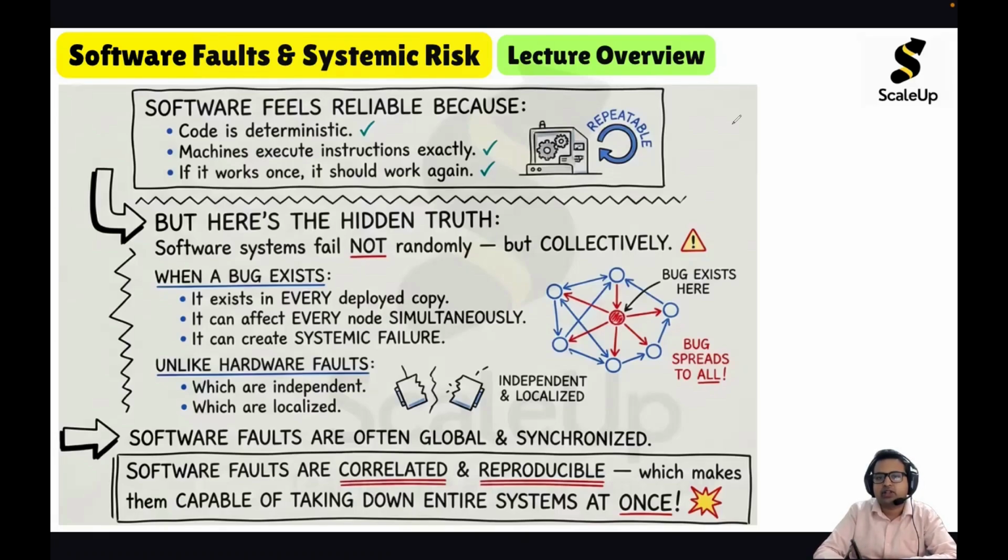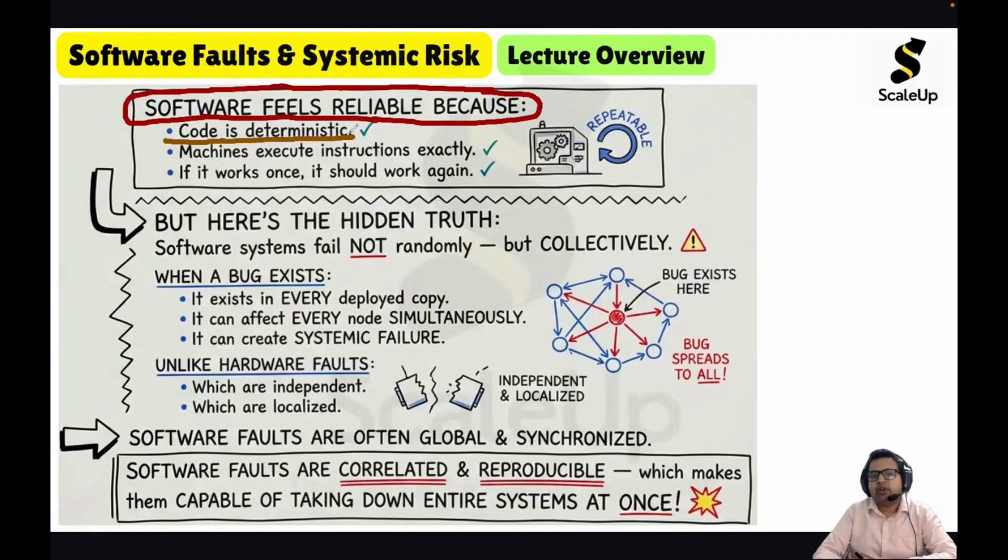If we talk about software, it feels very reliable because code is deterministic in nature. Let us suppose we have written the code. Now if we test it rigorously, then we know that it will behave as intended, because whatever the code is written, it will behave like that. It will never happen that the code is written for something and when we run it, something else happens. It never happens. So the code is deterministic.